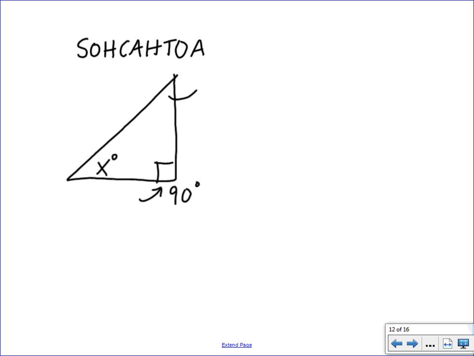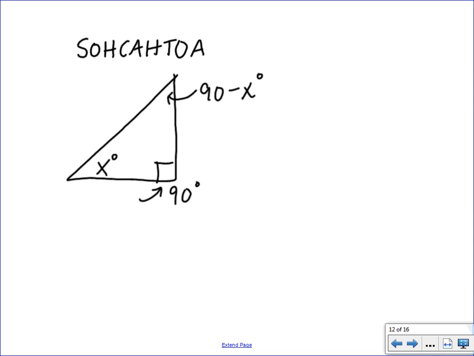And then logically, because we know that the angles of a triangle add to 180, this has to be 90 minus x degrees. And this is pretty crucial for these questions that are showing up on this new SAT, to know that you can infer that this angle here is 90 minus x.